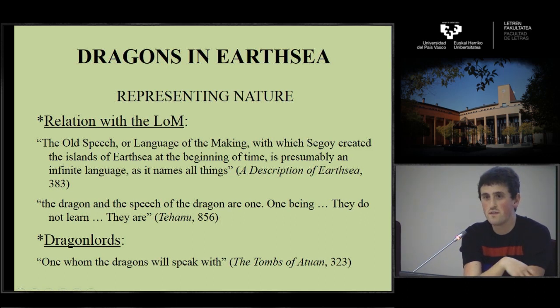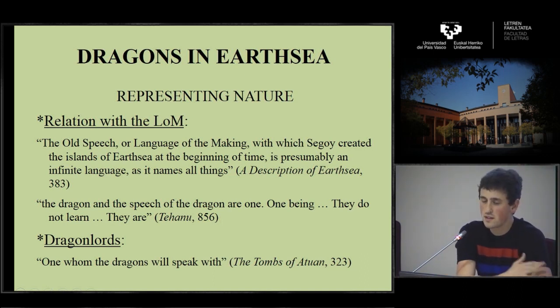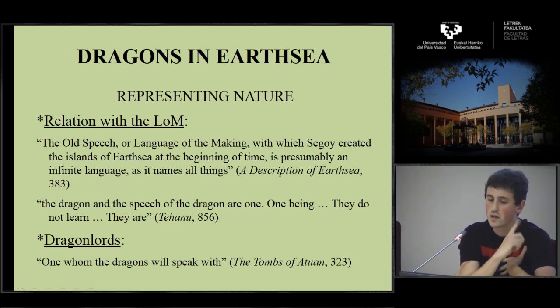So, for example, if I was to speak the true name of the wind, I would be able to control the wind as it would please me. Or if I would speak the name of a rock, I would be able to control that rock with my mind and everything. About the relationship that the dragons have with this language, it is some sort of a mother tongue. It is a characteristic that is innate to them. You can read it more clearly in this quotation, where it says that the dragon and the speech of the dragon are one. They are one being, they do not learn it, they are this language.